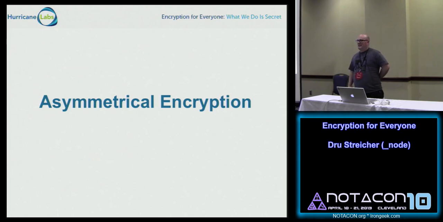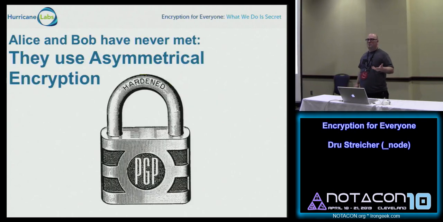So now we're going to talk about asymmetrical encryption. We've been talking about symmetrical encryption, where we're basically just using a password to protect a file. And that's really, really great if Alice and Bob know the password and if they can share it. But what if Alice and Bob have never met?